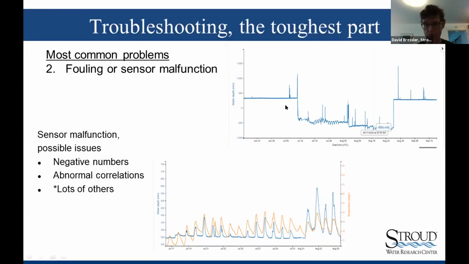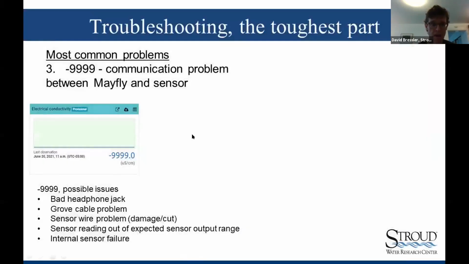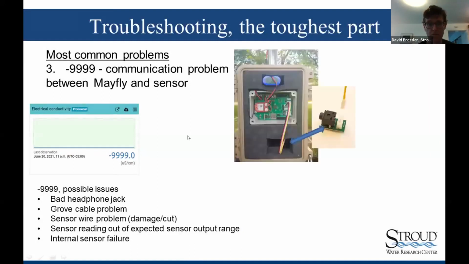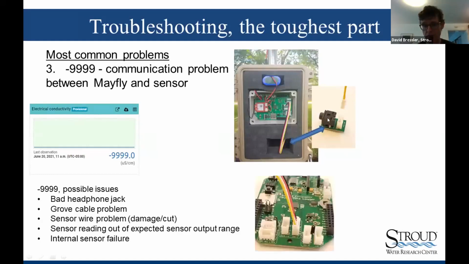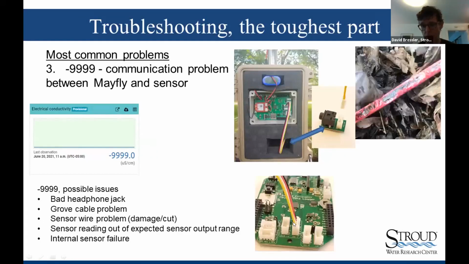Sensor malfunction issues, certainly patterns like this, these strange correlations that I mentioned. Negative numbers are obviously going to be a red flag for station malfunction or sensor malfunction. And then this -999 signal, which means there's a communication problem between the Mayfly and the sensor. That can be due to a bad jack where the sensor hooks into the Mayfly. It can be due to a bad connection with the actual board.